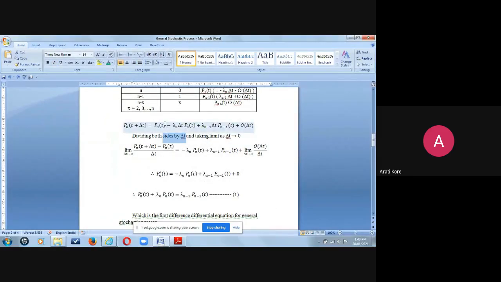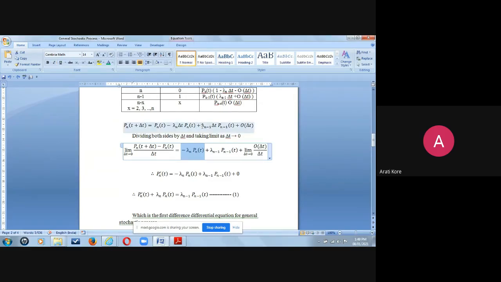Divide both sides of this equation by Δt and take the limit as Δt tends to 0. So see here, I took this P_n(t) term to this side: P_n(t + Δt) minus P_n(t). Now what am I doing? Divide both sides by Δt and take the limit as Δt tends to 0, is equal to. Now look at this term. See here, in this term Δt is there, right? Since I am dividing each term by Δt, this will get cancelled and what will remain is minus λ_n P_n(t). You can see over here, minus λ_n P_n(t).